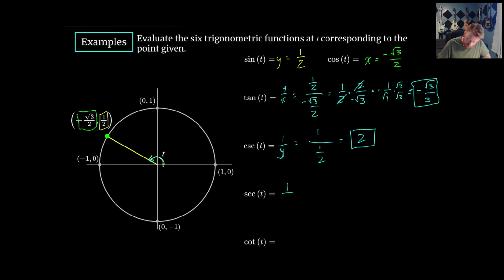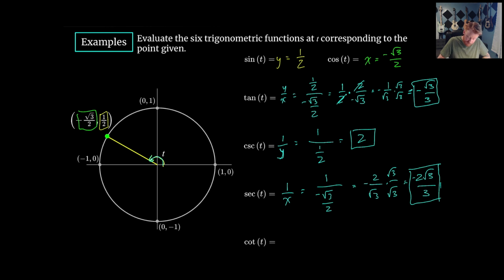The secant is going to be 1 over x. It is the reciprocal of the cosine function, and since cosine is just x, we get that the secant is 1 over x. So this is going to be 1 over negative square root of 3 over 2. And then we can just take a reciprocal there, and we will get negative 2 over the square root of 3. I can rationalize my denominator again. Nothing necessarily wrong with this answer, but it is nice to rationalize our denominators, and we'll have negative 2 square roots of 3 over 3. So there is our secant.